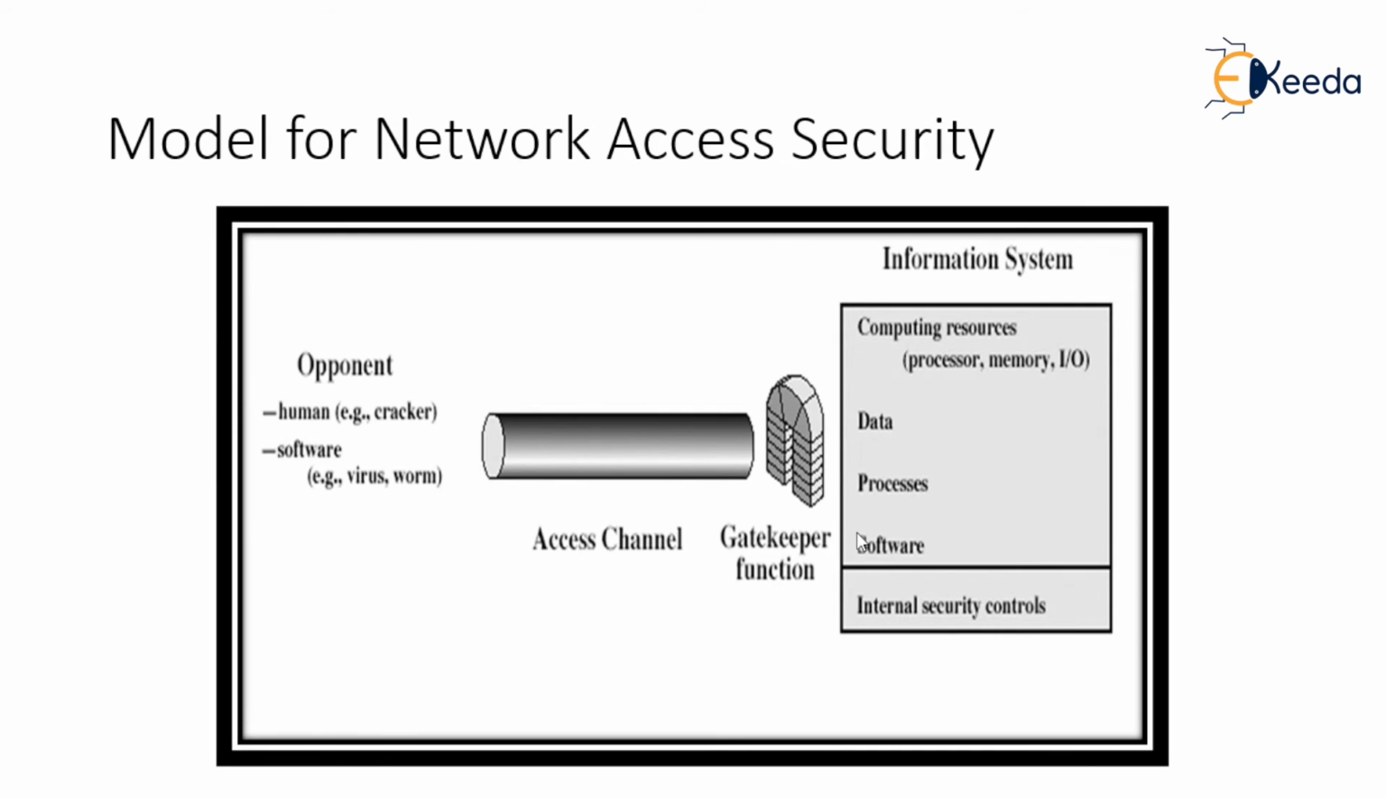This we can consider as the network access security model. This model gives you another idea about the working of the information system. A general model is illustrated here, which reflects a concern for protecting an information system from, we can say, unwanted access. Most of the readers are familiar with the concern caused by the existence of hackers who attempt to penetrate the system that can be accessed over a network.